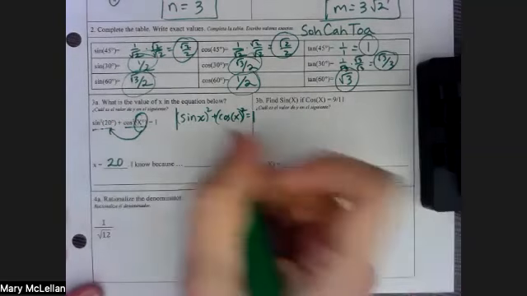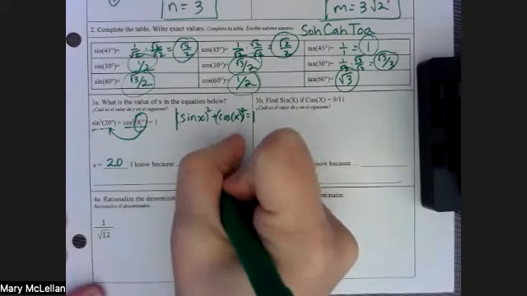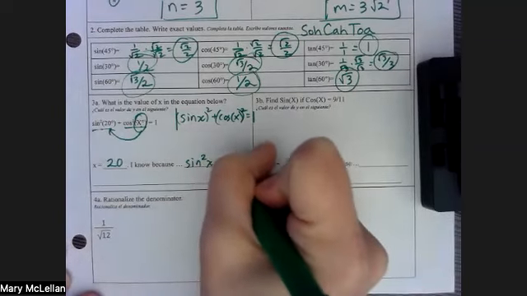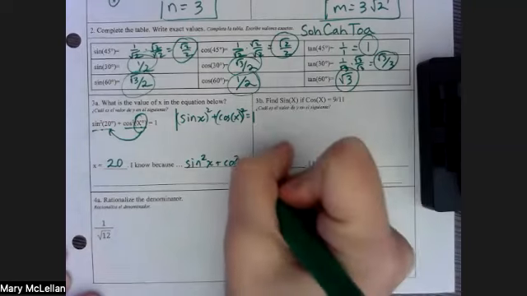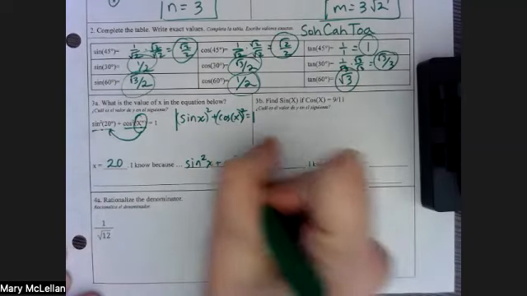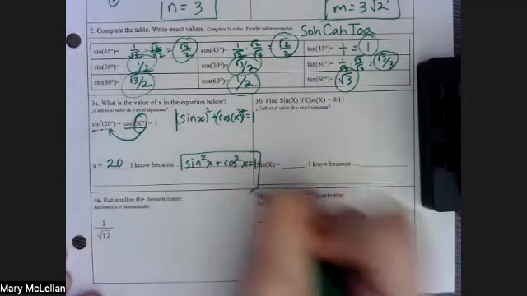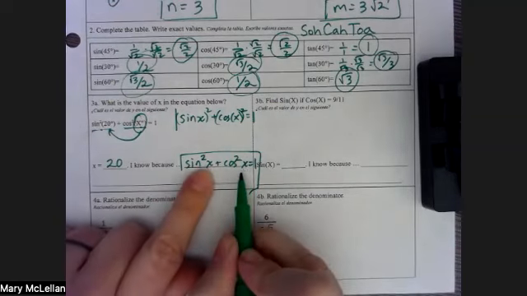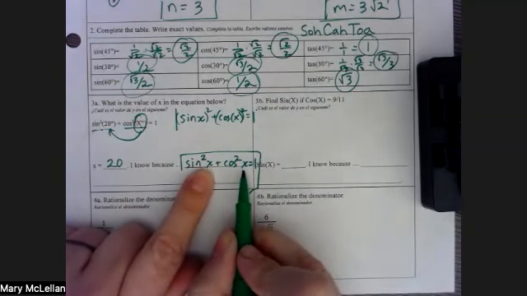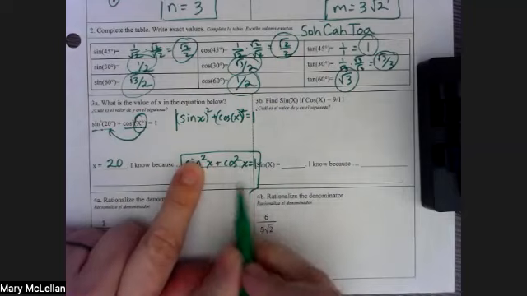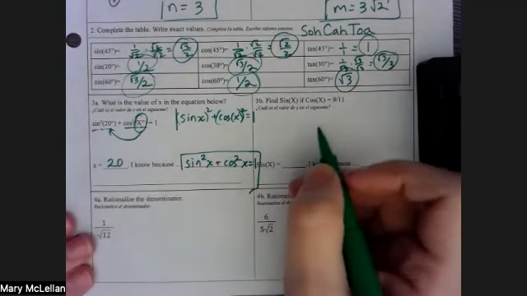I know because sine squared x plus cosine squared x equals 1, meaning these two measures have to have the same value, if when I square the sine and cosine and add them together, I get 1. Okay, next problem. This one's a little bit harder.